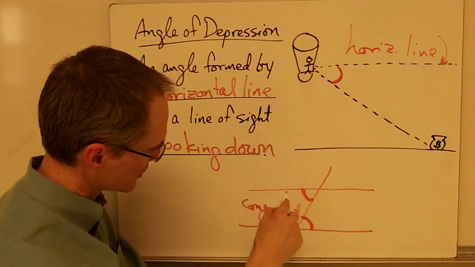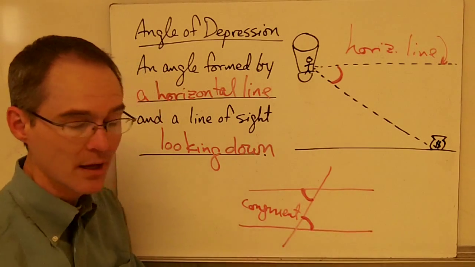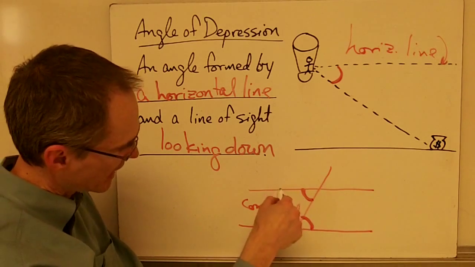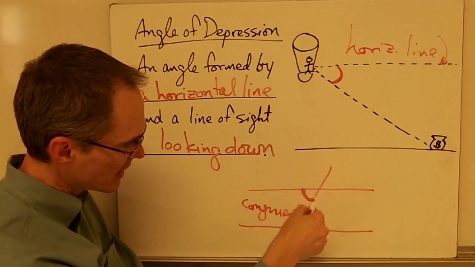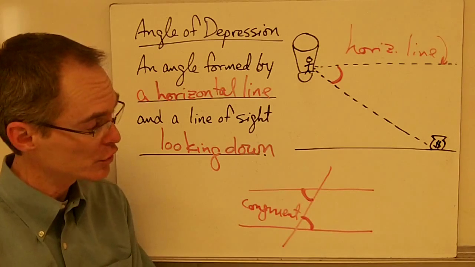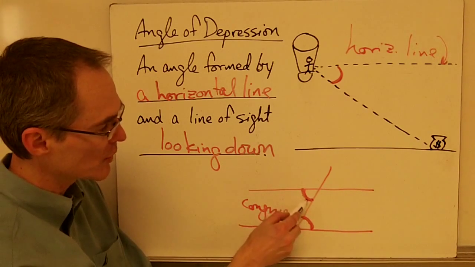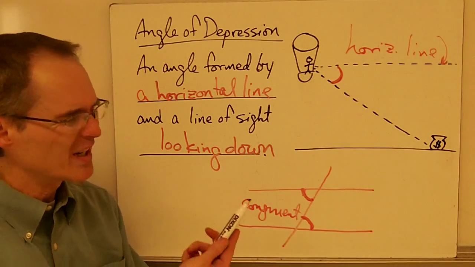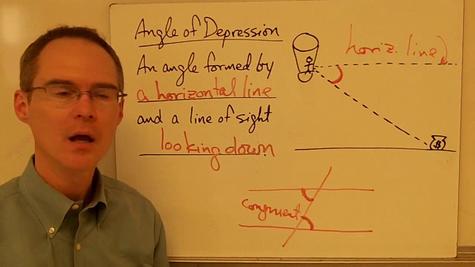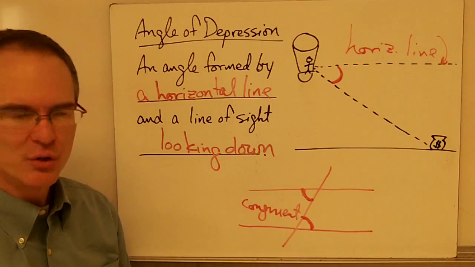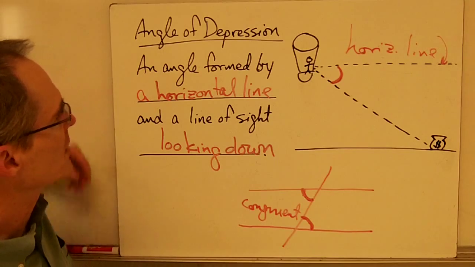because this horizontal line and this horizontal line are parallel. And here I've got two parallel lines cut by a transversal, which you may remember means that these two angles here have got to be congruent. Turns out that's a very handy property of angles of elevation and depression. We're going to see that being used here in just a minute.